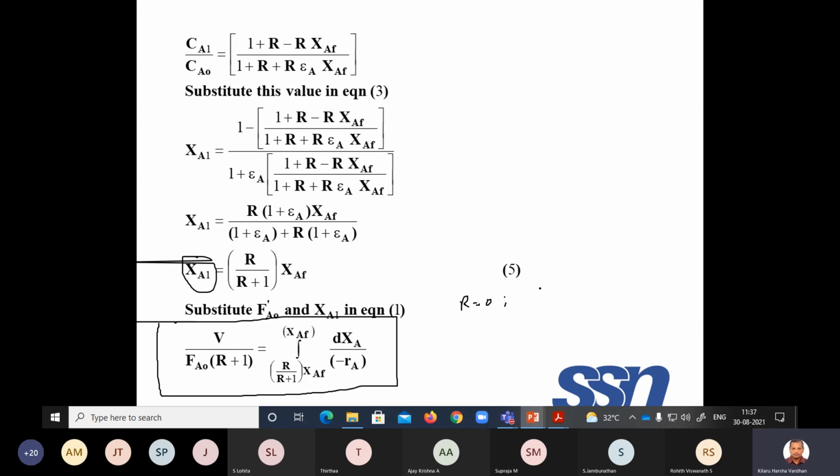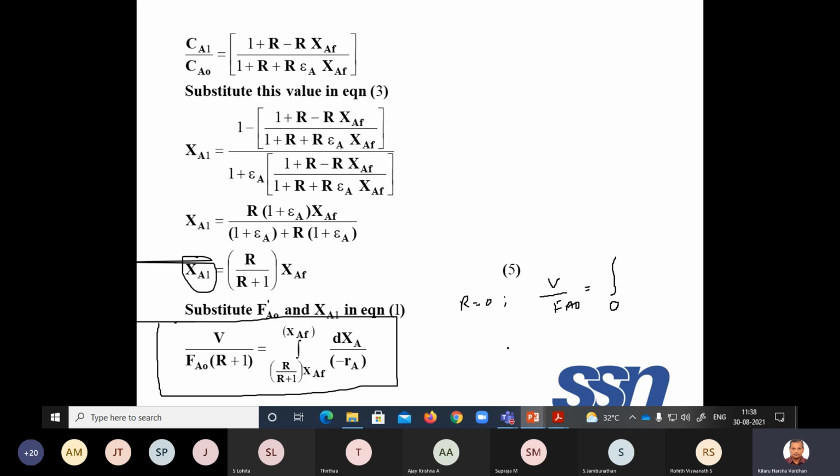what is on the LHS? V divided by FA naught into 0 plus 1. That is nothing but FA naught. Correct. Is equal to integral. What is in the integral? R by 0 divided by 1. Right? So R is 0 divided by 1. What is 0 divided by 1? Is 0, right? So 0 into XAF is nothing but 0.